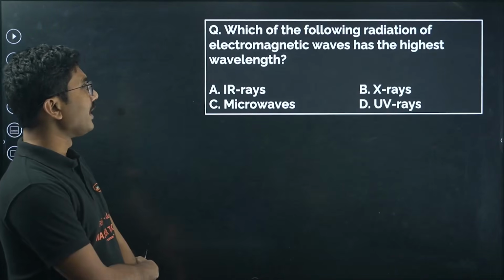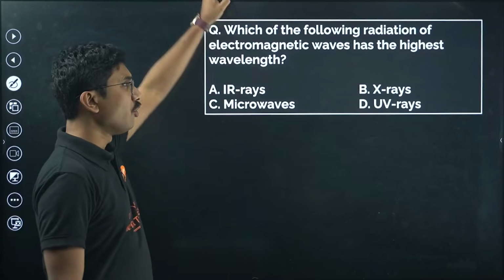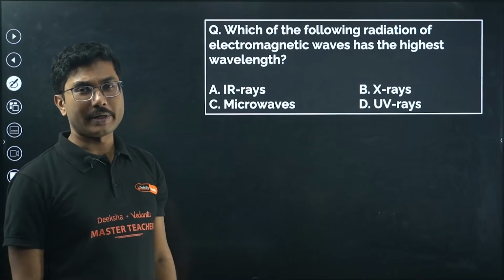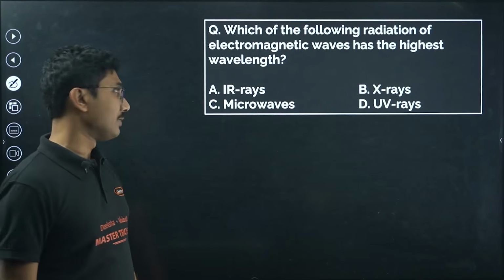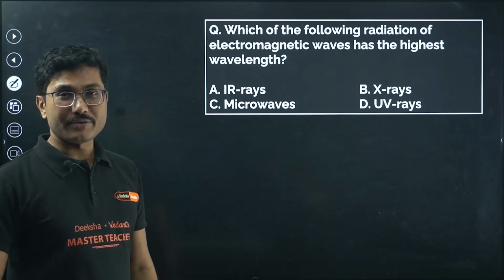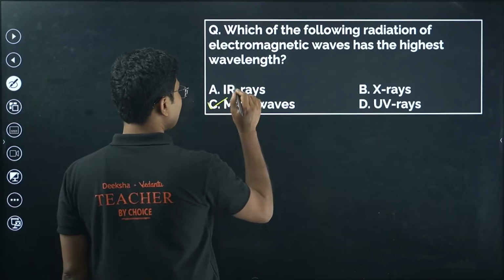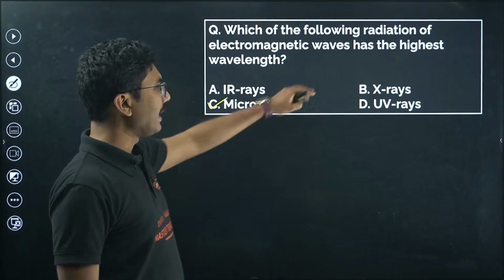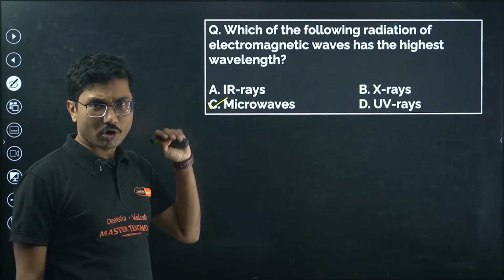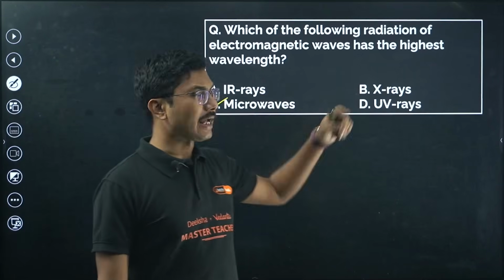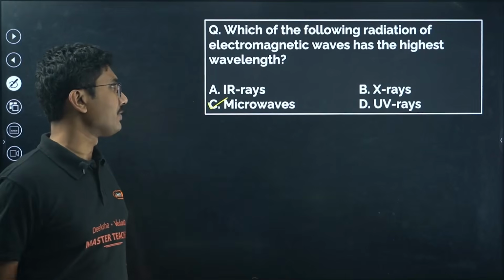Which of the following radiations of electromagnetic waves has the highest wavelength? If you go along the electromagnetic spectrum chart, the lower you go, the higher the wavelength. Normally radio waves have the highest wavelength. After radio waves, microwaves have the highest wavelength. So the correct answer is microwaves. X-ray, UV and infrared are all above microwave, so that means they have smaller wavelength. Frequency wise, X-ray has the highest frequency in this given question. UV ray has the second highest frequency.